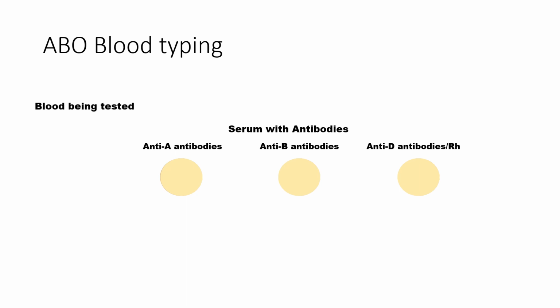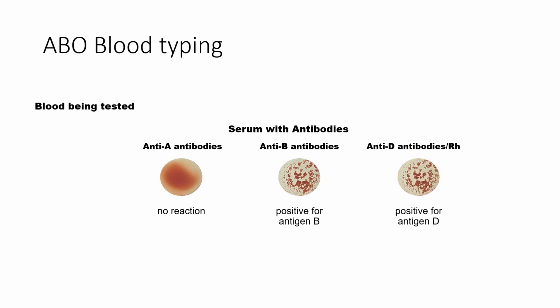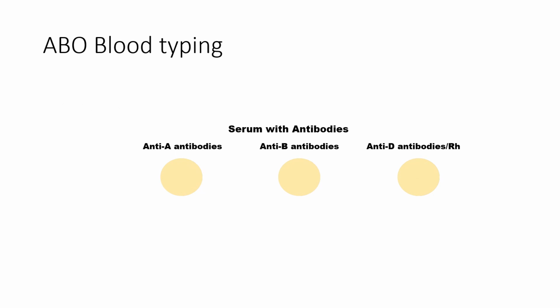So let's give this one a shot. So drop our blood into the anti-A antibodies, and we got no reaction. And we'll do the same thing for anti-B antibodies. And we got a reaction, so we know we have antigen B. And we'll drop it into our RH factor. And we got a positive for that. So our blood type is B positive. So let's try a couple more.